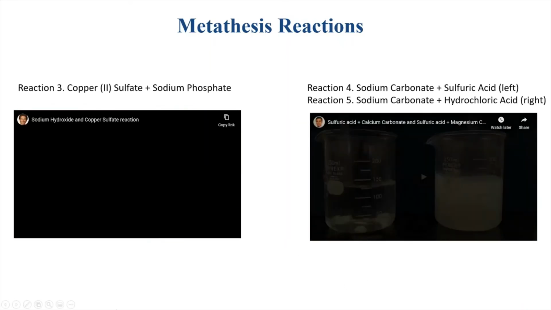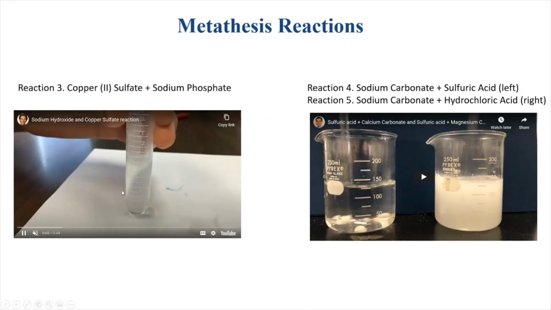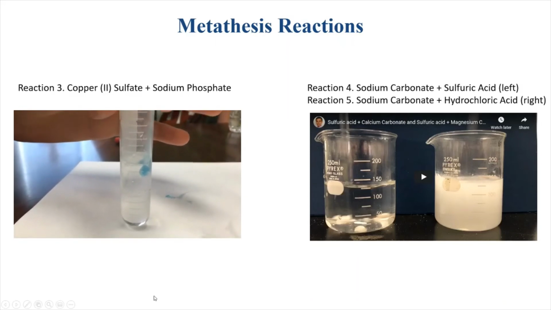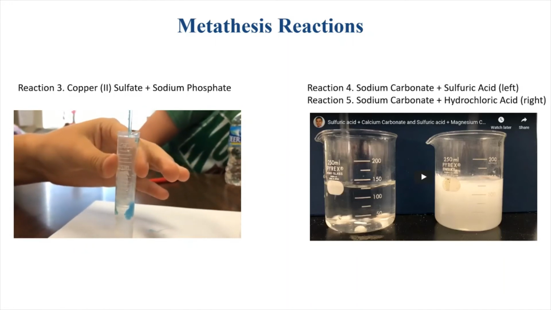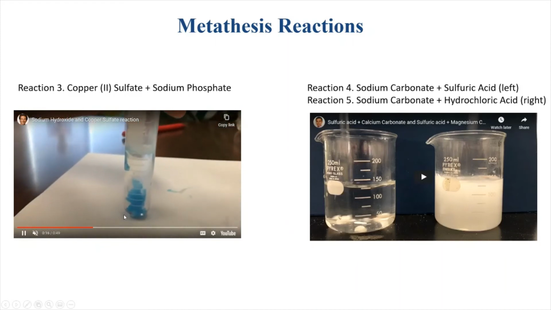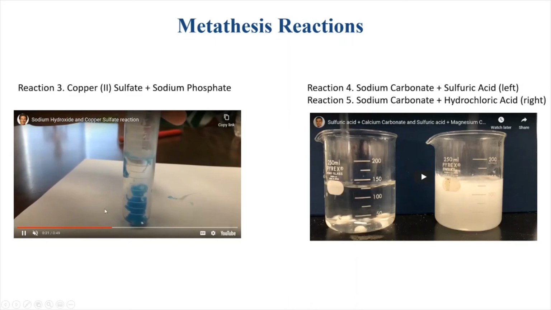So now let's look at copper sulfate and sodium phosphate. In this video, we're going to take the copper sulfate, which is up here in the pipette, and our sodium phosphate, which is down here in the solution, and we're going to add them together. And what you can see is that the solid that forms has a blue color, and the supernatant, the solution phase, has a transparent color.